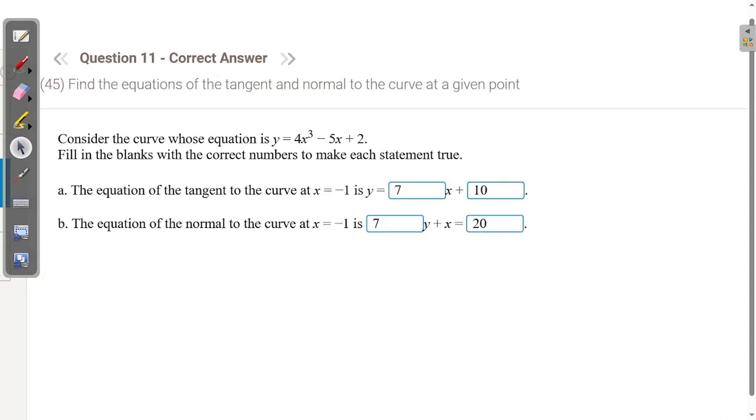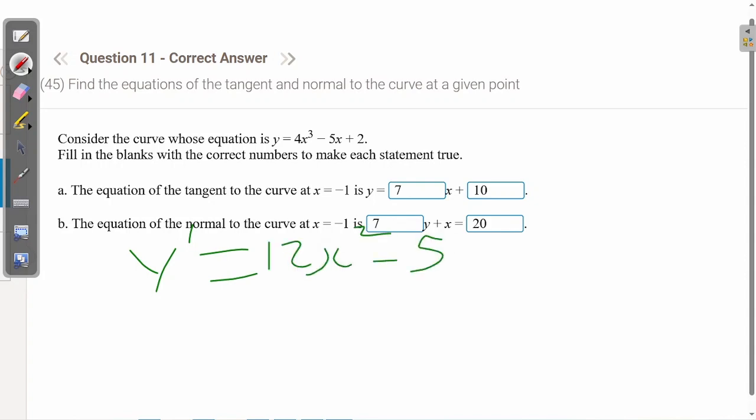Okay, the equation of the tangent. Here they want both of them. So first the derivative, of course, always the derivative. y prime is equal to 12x squared minus 5. Now they want the tangent at negative 1, so y prime is equal to 12 times 1, because negative 1 squared is 1, minus 5 equals 7.